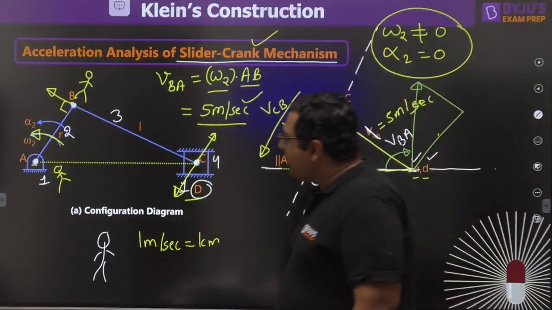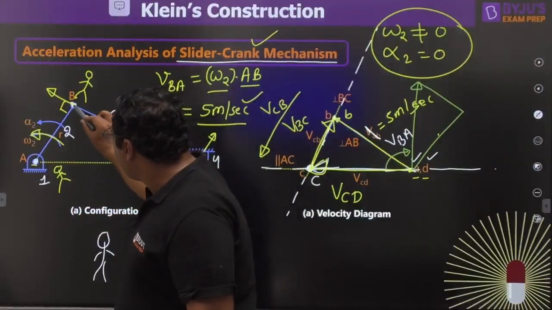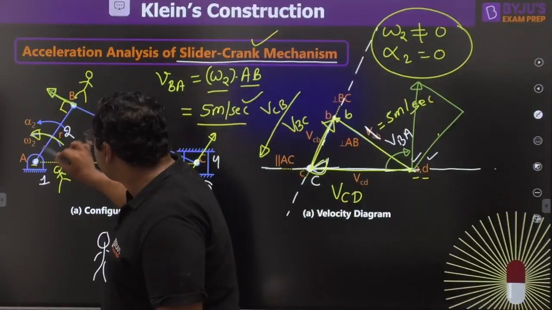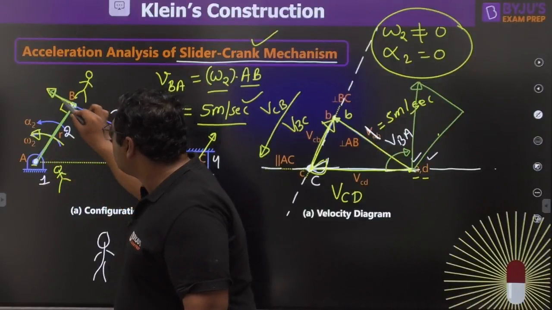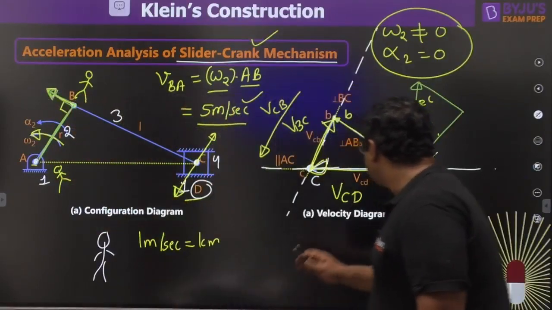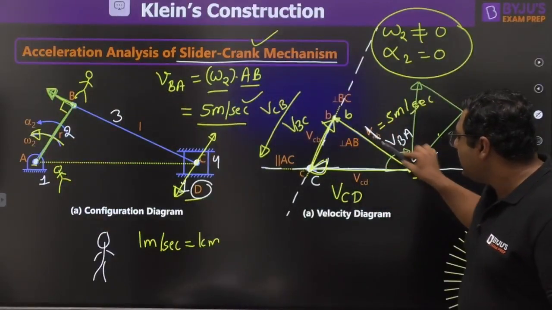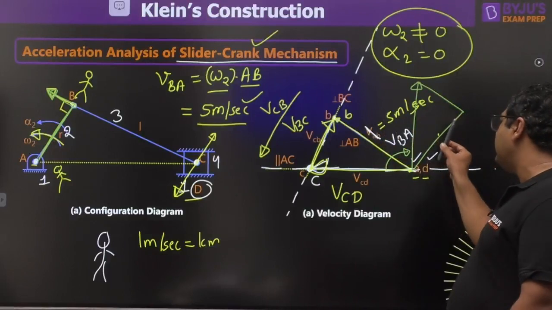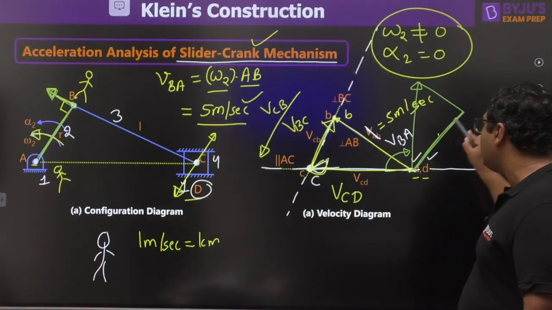You can see my dear, when you plotted the velocity of B with respect to A, it was perpendicular to AB. Now when you have rotated it by 90 degree, it will be coming in the direction of AB.